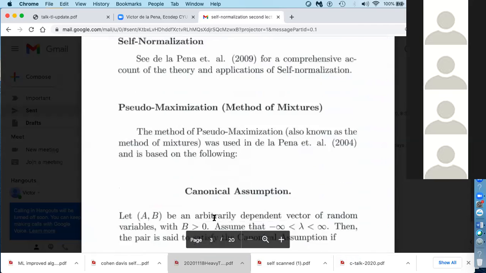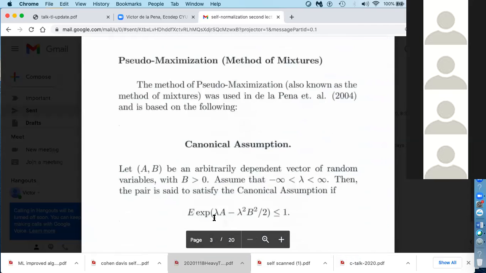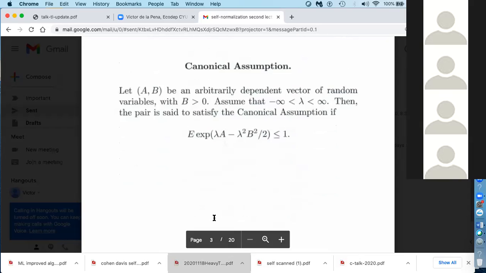Now I continue with the technique that I will use, and that is used for many of the results that I cite today, and that is a technique of pseudo maximization, also known as the method of mixture. That for self-normalization we introduced with Michael Klass and T.L. Lai in 2004 in an Annals paper. At any rate, we established a canonical assumption. So we are going to look at a vector of two variables, A and B, with B positive. In this case, we don't make any assumption about the dependence between A and B. So this is a completely general result in terms of dependence.